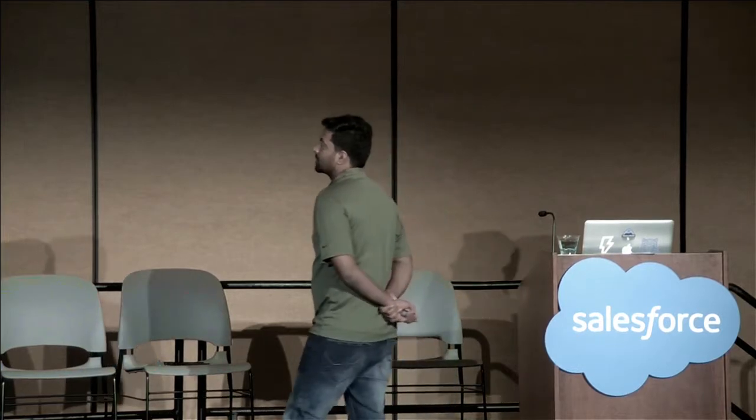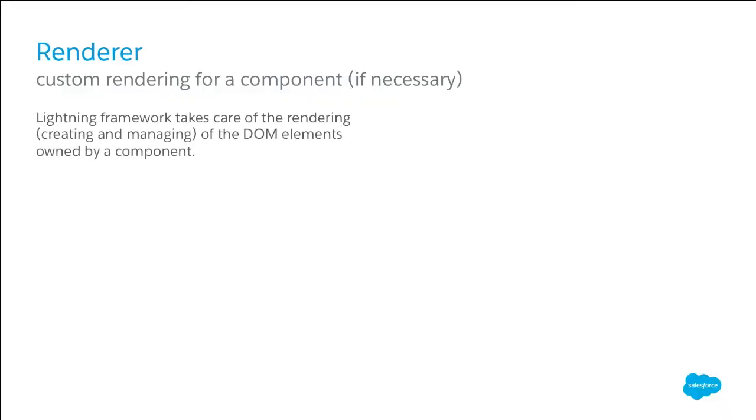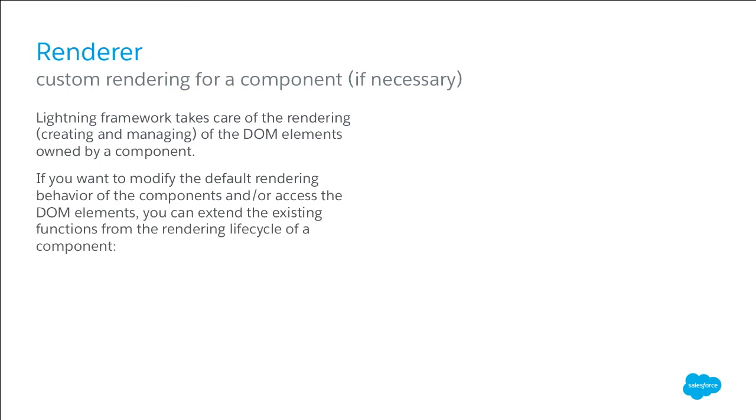And the next place where JavaScript goes into is renderer, right? So custom rendering only if necessary. That is because the Lightning framework handles rendering by itself. It does the bidirectional data binding and everything. So when anything changes, you don't need to re-render your component and stuff. It's going to transform itself. But if you want to modify that rendering behavior, if you want to get into that rendering cycle, it is possible by modifying the renderer of the component.